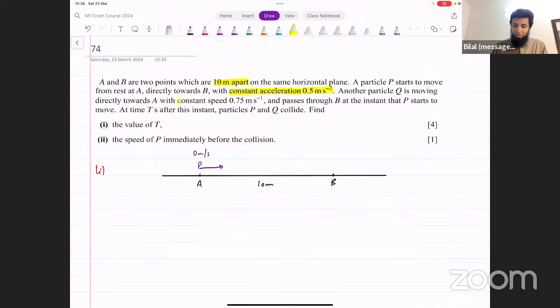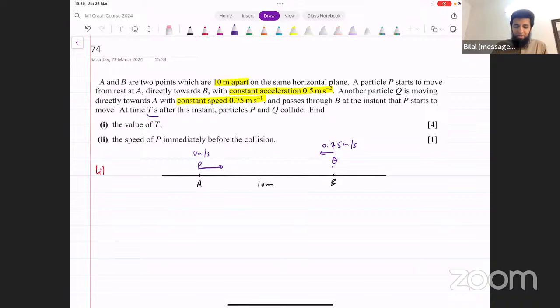Now, particle Q is moving at constant speed. And it passes through this point B at the instant that P starts to move. So when P starts to move from A to B, Q is crossing the point B. So Q is here at that point, at that instant. And what's the speed of Q at this point? It's 0.75. And this speed is constant. It's not changing. It's 0.75 meters per second throughout.